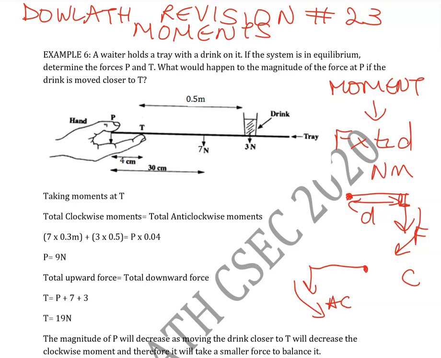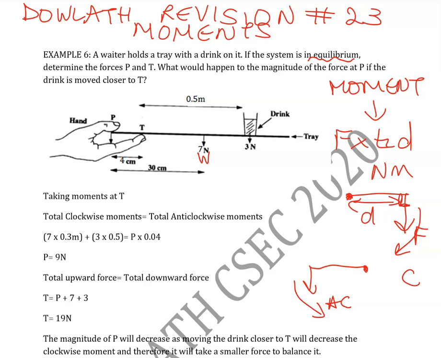So if you have, in this case, a waiter holding a tray and the system is in equilibrium, you want to determine the unknown forces F and T, right? And then you want to determine how P is affected if a drink is moved closer to T. So you have basically a tray highlighted with the different forces acting on it. The 7 newtons represents the weight of the tray. You then have a drink, which is 3 newtons, at some distance 0.5 from the point T. And at the points P and T, the tray is balanced by forces exerted by the hand on the tray.